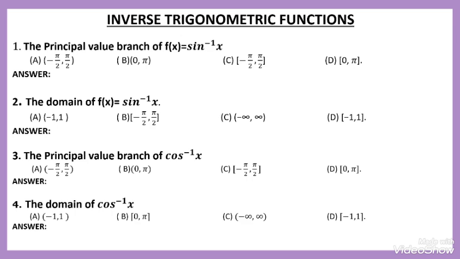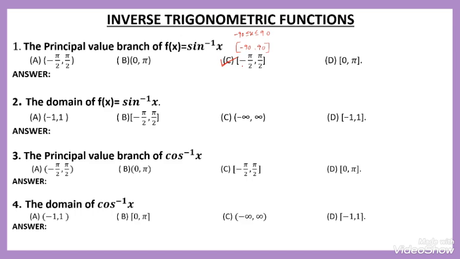For the sine inverse function, the angle lies between minus 90 degrees and 90 degrees. This is a closed interval, minus 90 degrees to 90 degrees, and the bracket here denotes the closed interval. Option C is correct here. Always the condition is minus 90 degrees less than or equal to x less than or equal to 90 degrees.